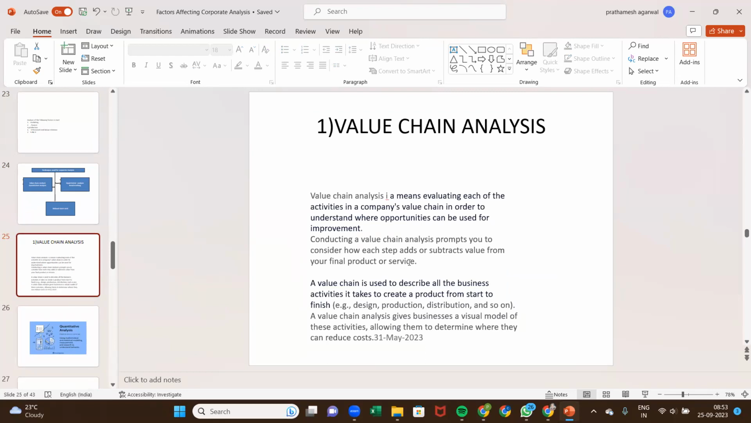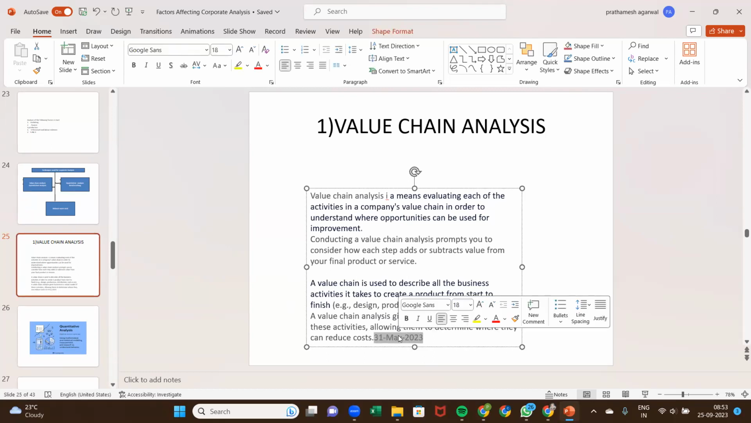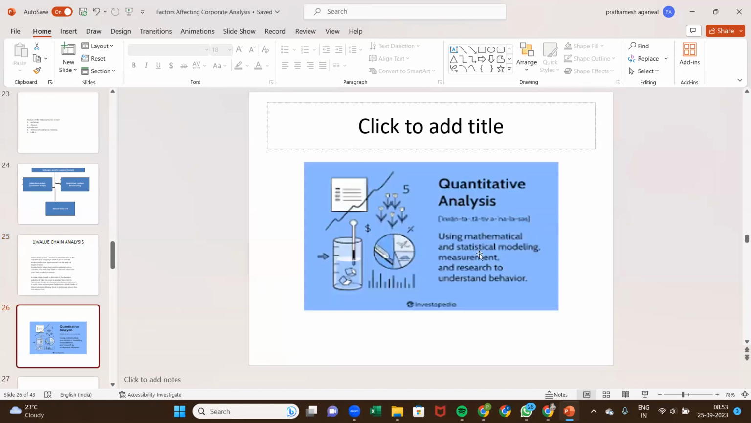A value chain is used to describe all the business activities it takes to create a product from start to finish: design, production, distribution, and so on. A value chain analysis gives businesses a visual model of these activities, following them to determine where they can reduce cost.